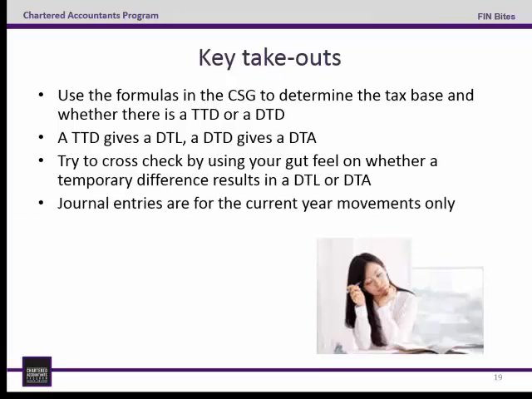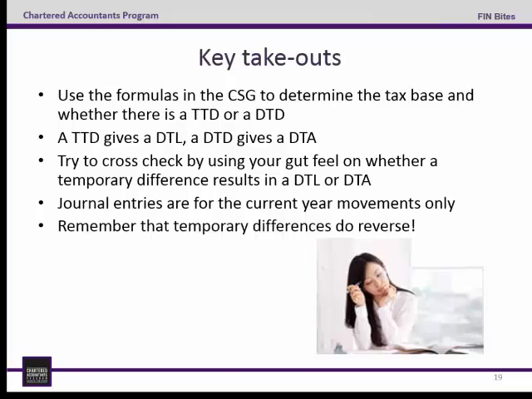And your journal entries, what we saw there was that we are only recording the current year movement because remember, a balance in a liability or an asset account carries forward. And what we saw with that machine was if we held it till the end of year 7, we saw the temporary difference reversing because it was fully depreciated for both tax and accounting purposes by the end of year 7.